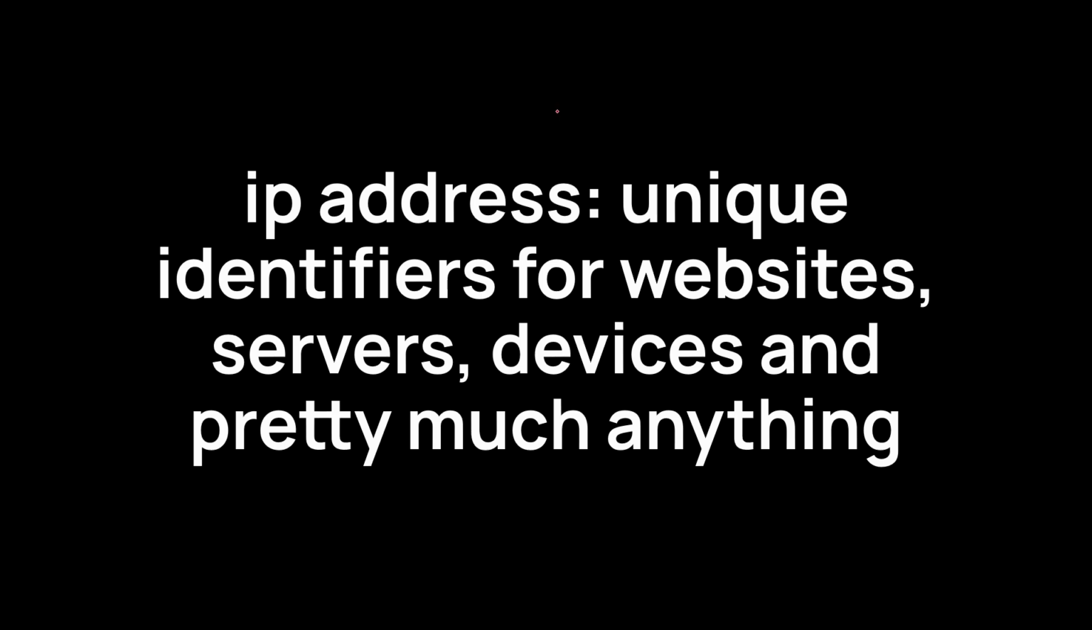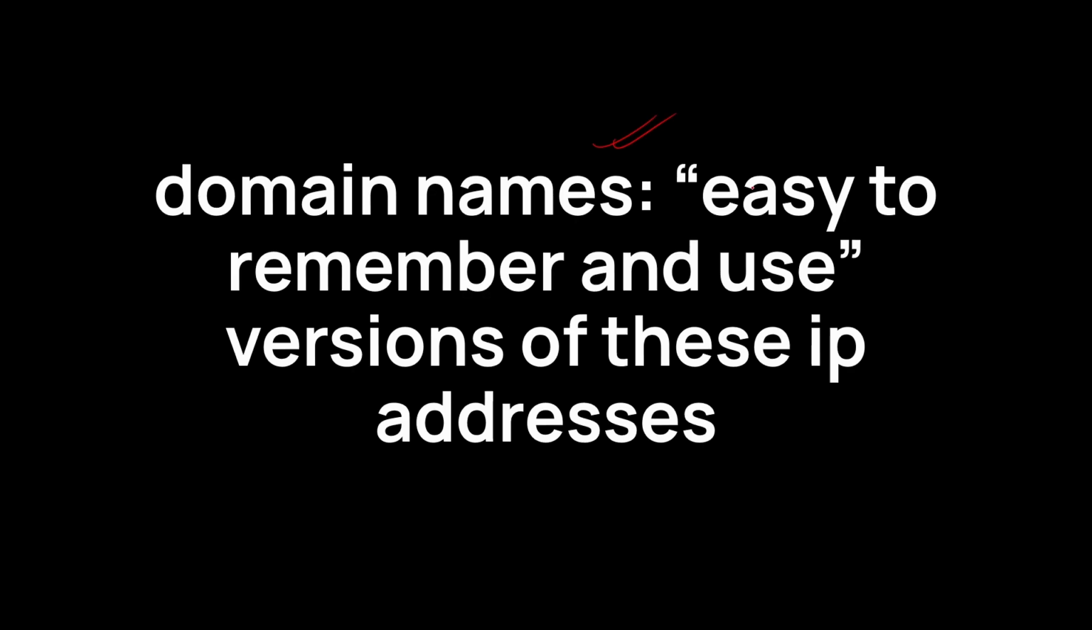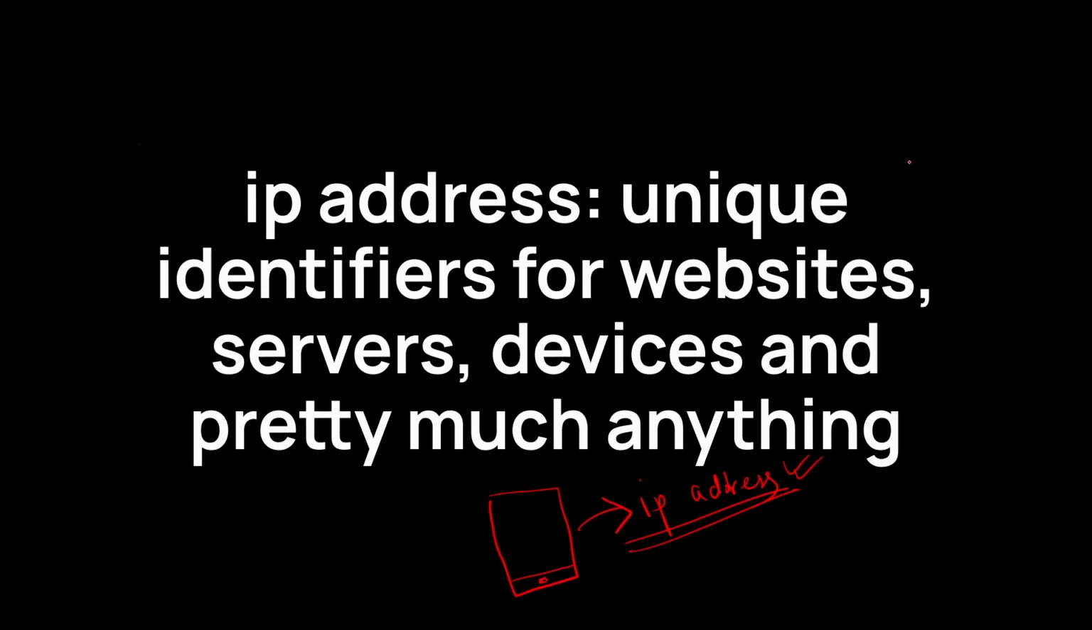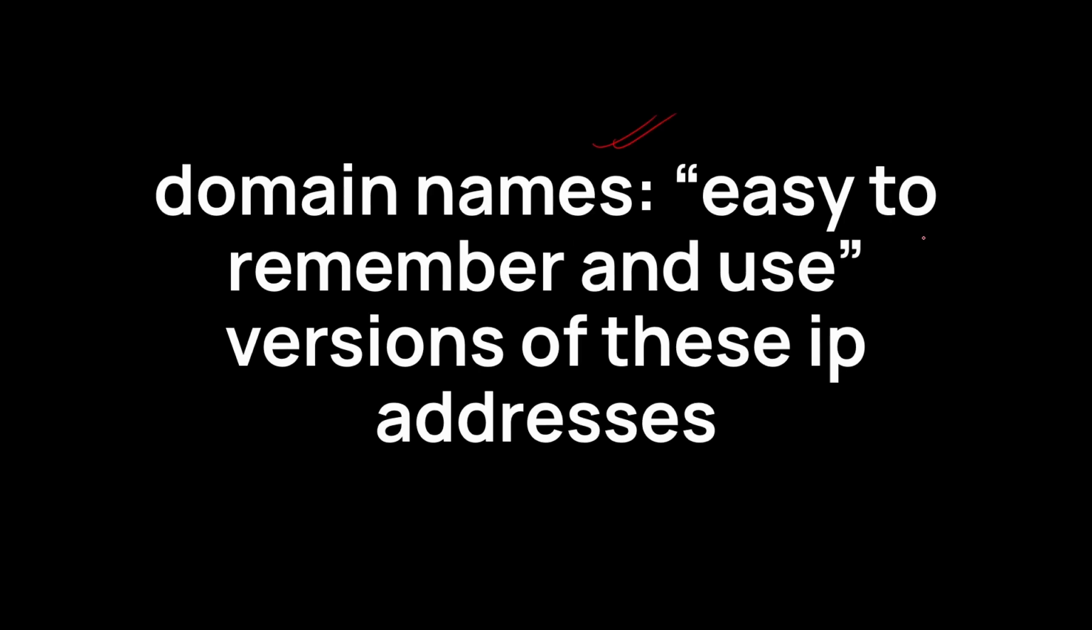Then we have an IP address. IP addresses are like unique identifiers for websites, servers, devices, and pretty much any entity over the internet. Then you have domain names that are easy to remember and use versions of these IP addresses. IP addresses have a complex structure like 0.0.0.0, where in place of the 0 we have complex numbers like 199.168 and so on. So domain names are easy to remember versions of these IP addresses.